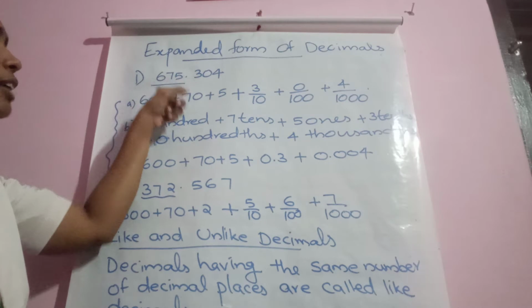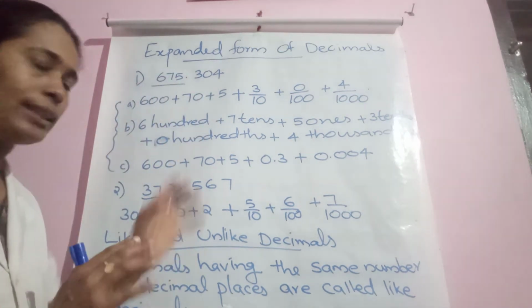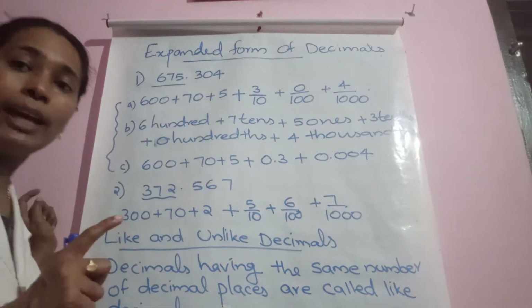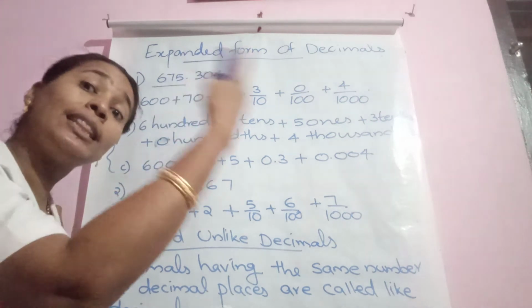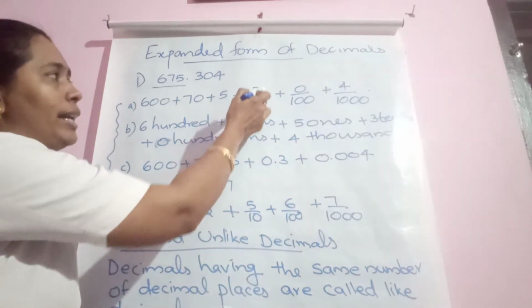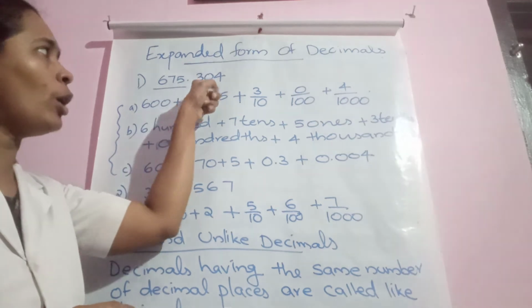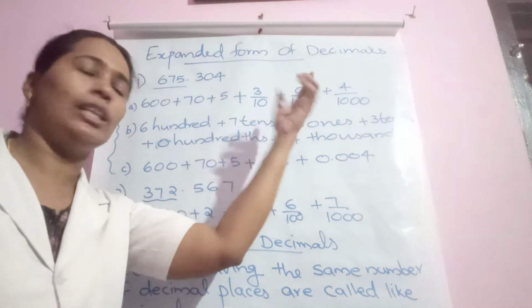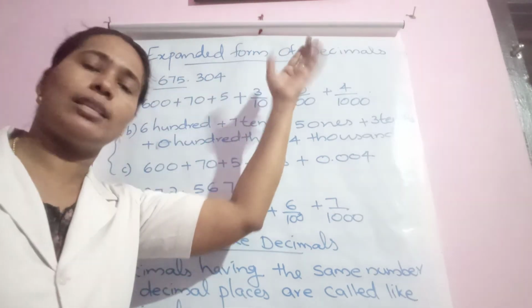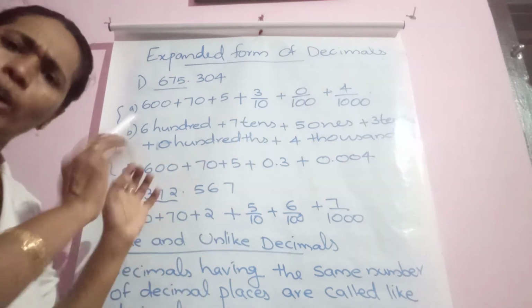600 and second one is 70 and this is one's digit also, it is 5 itself. Plus, instead of the point, what you have to do? Plus. How to write 3? The place of 3 is 1/10th place or tenth place. So, how to write tenth place? 1 by 10. Here digit is 3, so 3 by 10. Then second digit is 0. How to write? 100th place. So, 0 by 100. Then 4 is in the place of thousands. So 4 by 1000. If you need, you can avoid the 0 term, you can leave it or you can keep it.